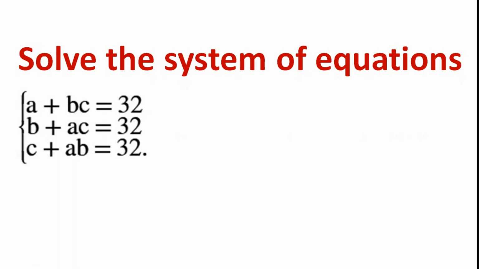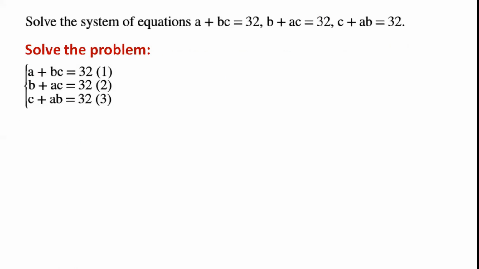Solve this system of equations. The left-hand side of each equation is one variable plus the product of the other two variables. The right-hand side of each equation is 32. From equation 1, we know that A equals 32 minus BC by rearranging the equation.